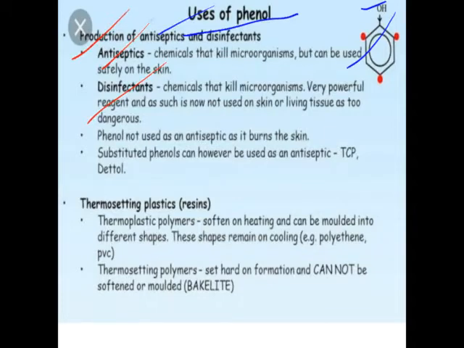So this antiseptic phenol can be applied on the skin as an antiseptic, to kill microorganisms. But another form of phenol, that is the disinfectant, is useful to kill microorganisms but is also dangerous to use on the skin. That is the different part, that is the antiseptic and disinfectant.